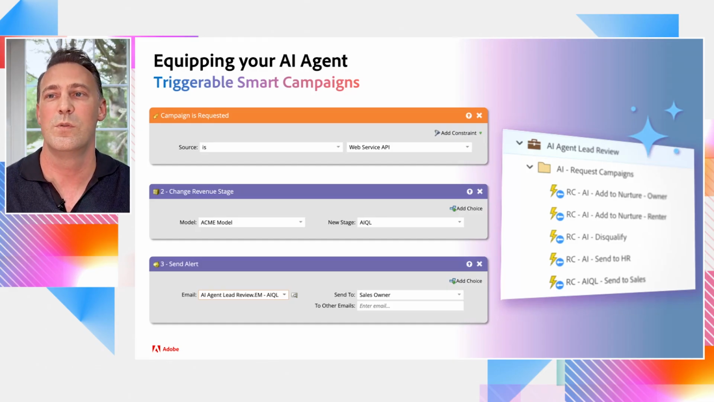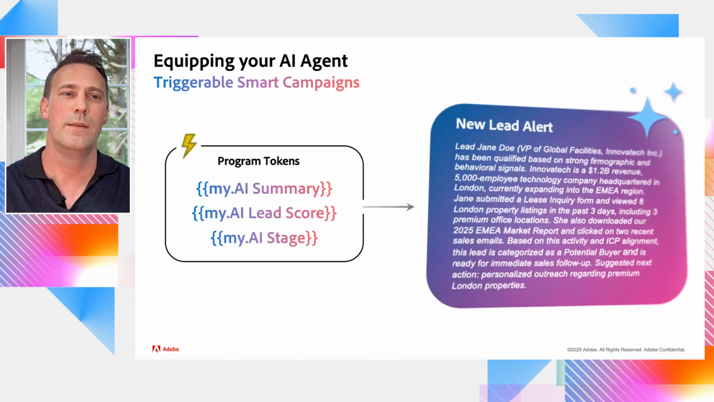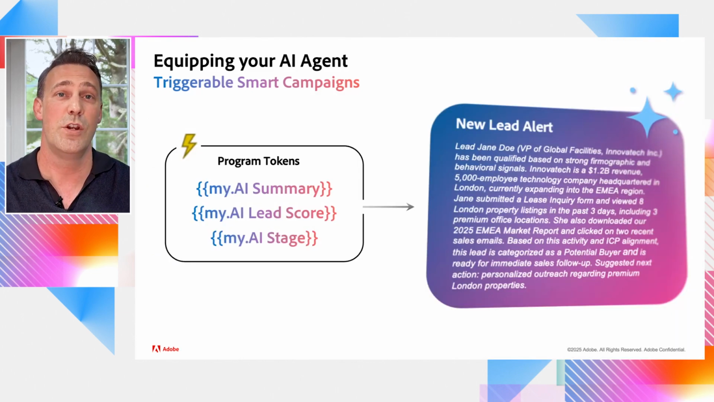And we can also specify which program tokens should be passed along when triggering them. And this is super powerful because generally program tokens are set at the program level and they're static. However, when triggering a smart campaign from the API, as our agent will, these tokens become dynamic, meaning our agent can pass in a different value for each lead that it's triggering in the smart campaign.